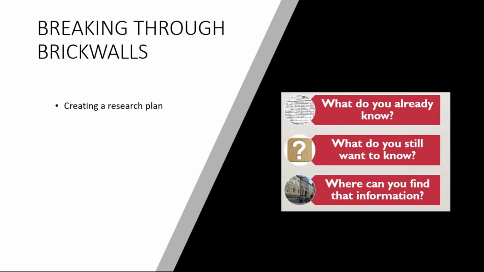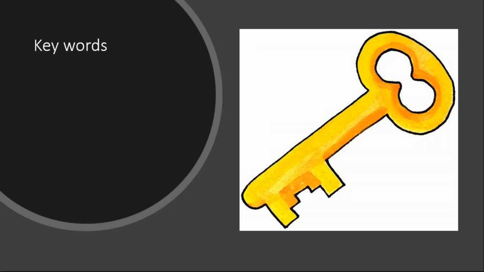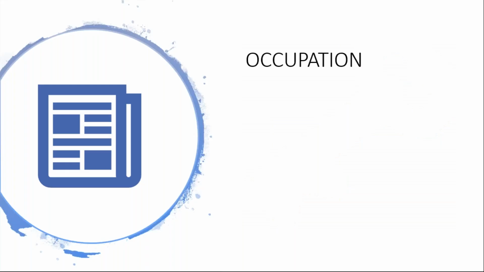We'll be looking at some strategies to break through your brick walls. First one, of course, being creating a research plan. We'll be looking at some of the keywords that are on the document, such as occupation, whether the person was an invalid, whether they were infirm, whether they were an inmate, a pauper, or a scholar. And then we'll look at each of those, break it down to see what information we can get on them.